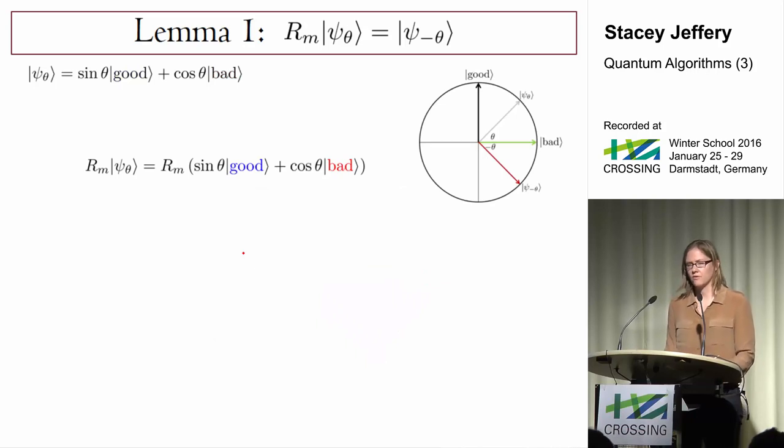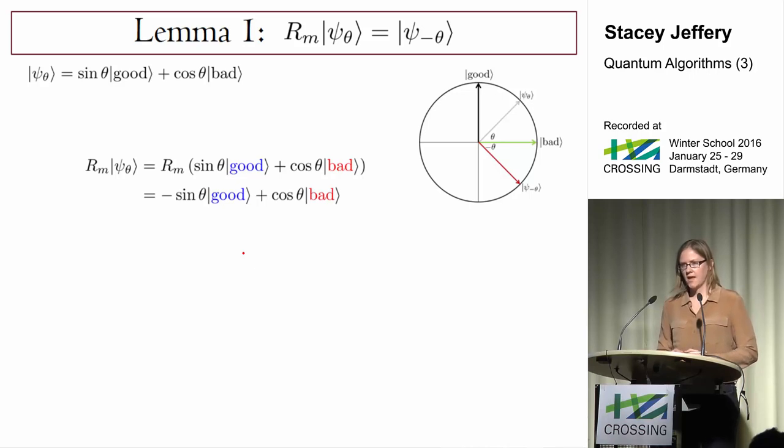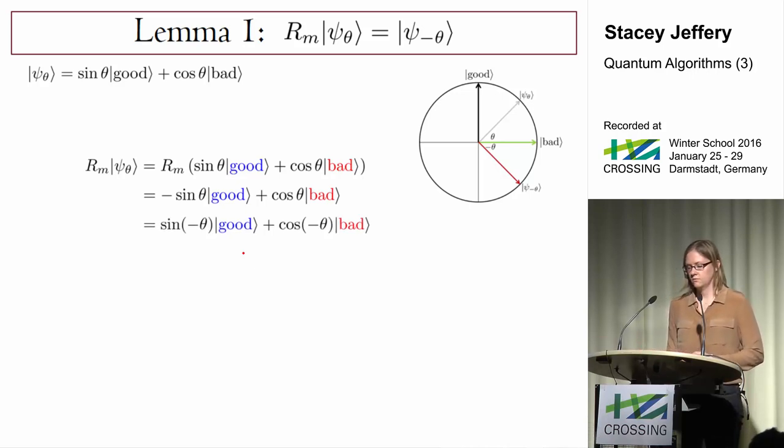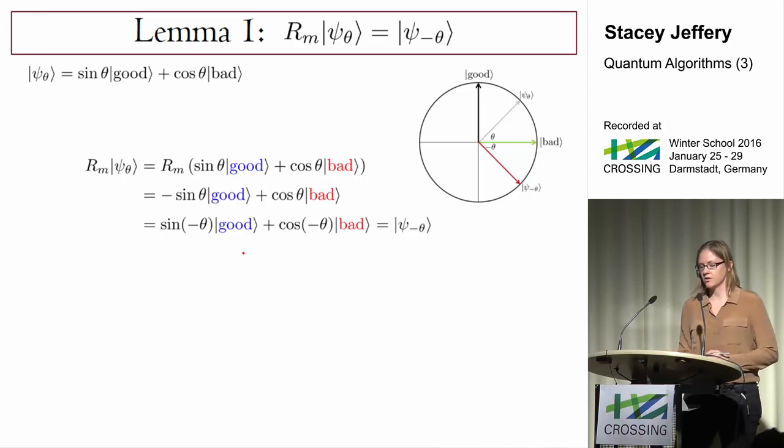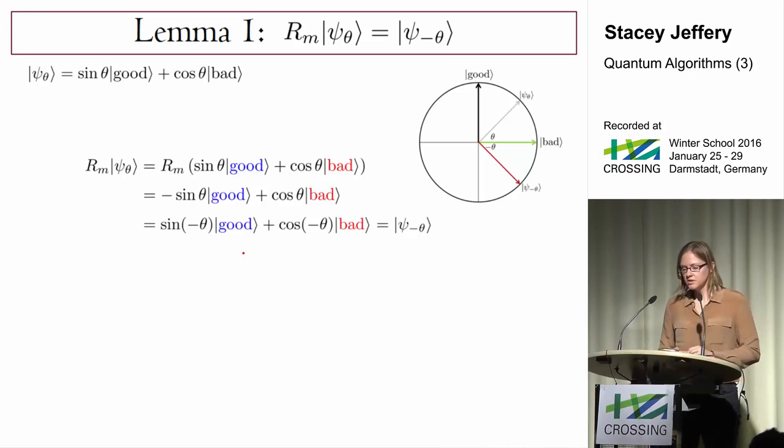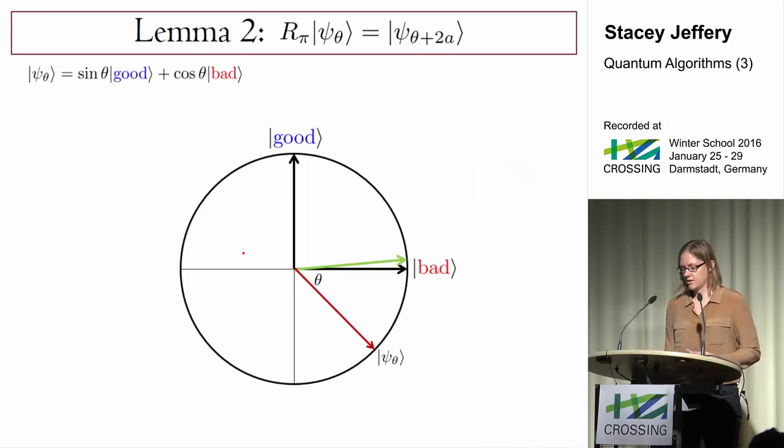So the reflection r sub m just puts a minus in front of good, and everything orthogonal to it, it fixes. And then this gives us the result, just using the fact that sine of minus theta is minus sine of theta, and cos of minus theta is cos of theta. Okay, so this is very simple.